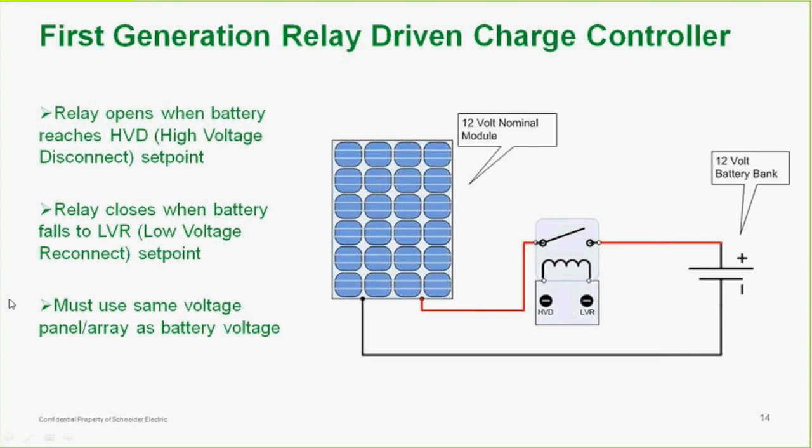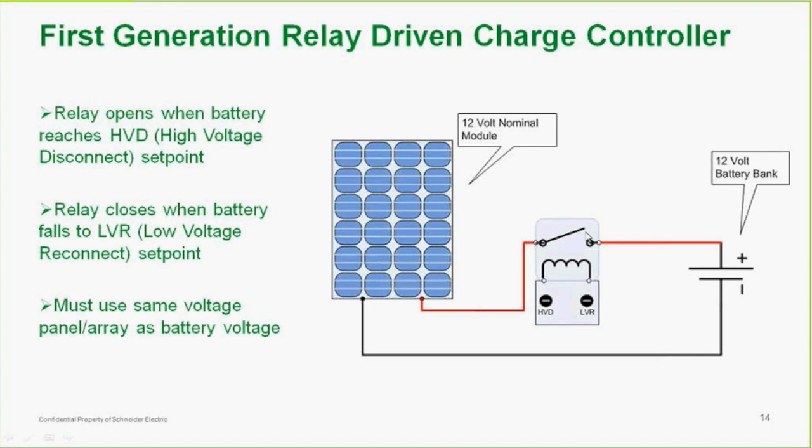One of the drawbacks of this type of device was that you must use the same voltage panel array as your battery voltage. In other words, if we had a 12-volt system, it had to be a 12-volt nominal panel. If we had a 24-volt battery bank, this had to be either two 12-volt panels in series or a 24-volt module, because this does not change the voltage of the output of the array. It's just a switch.